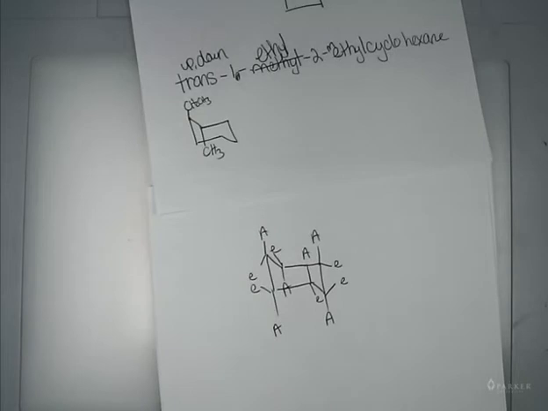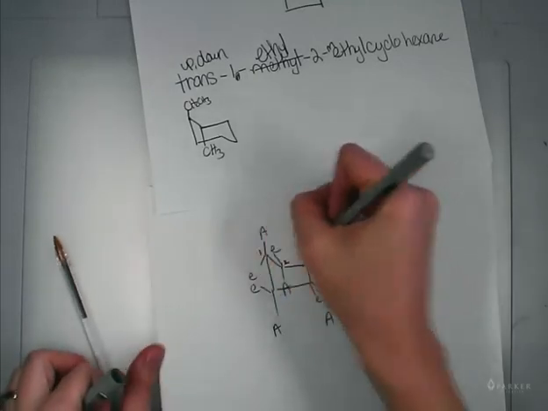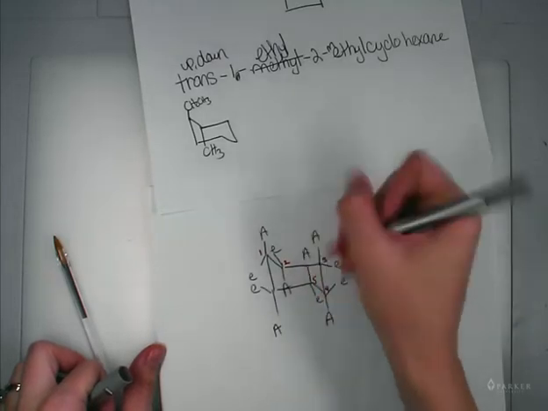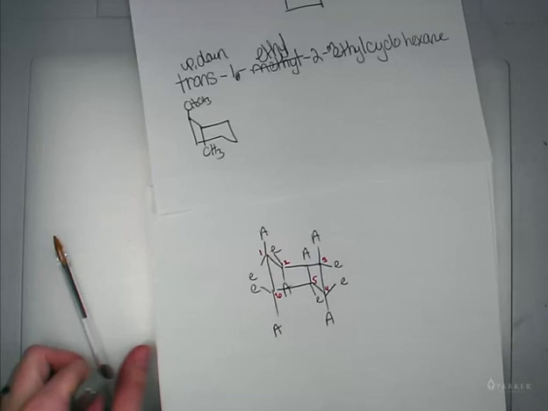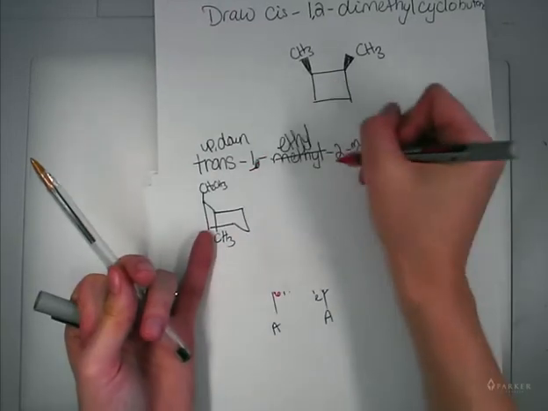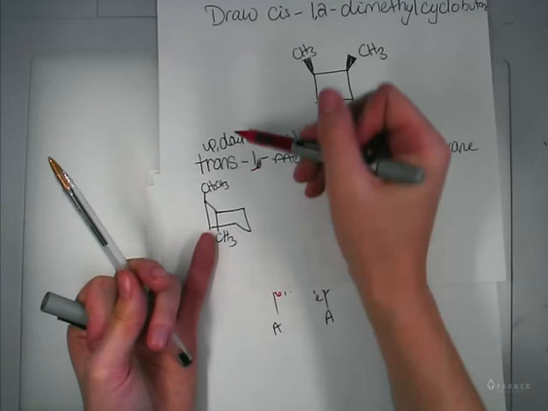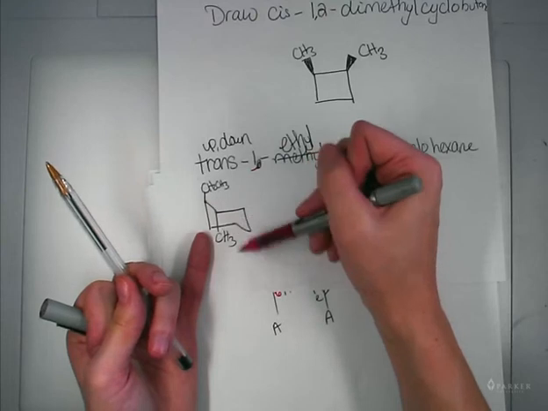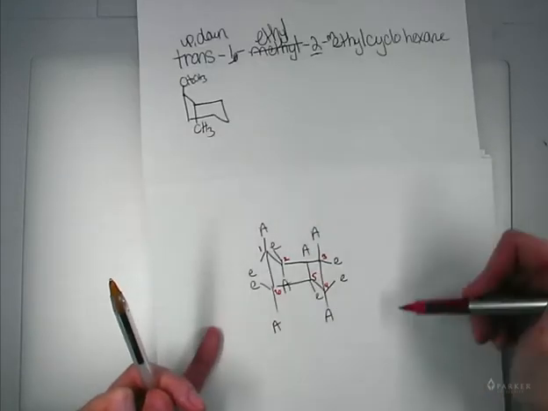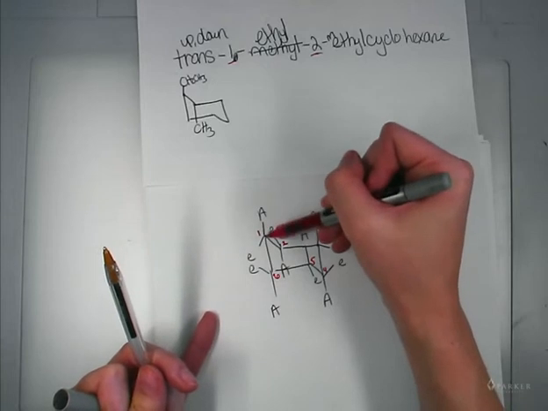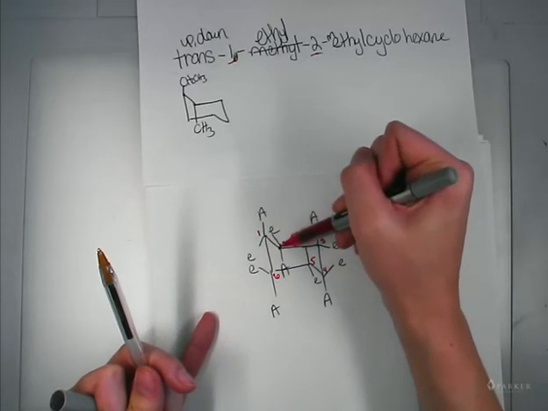So this will work. Let me label the carbons. We'll say this is 1, 2, 3, 4, 5, 6. So we're looking at carbons 1 and 2. Trans tells us if this one's going up, that one goes down. Now that doesn't tell us axial or equatorial. We have to determine that by the position. So if we go up here, then carbon 2 we have to go down.